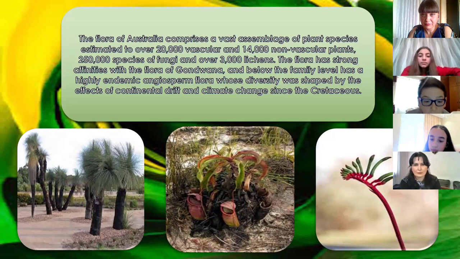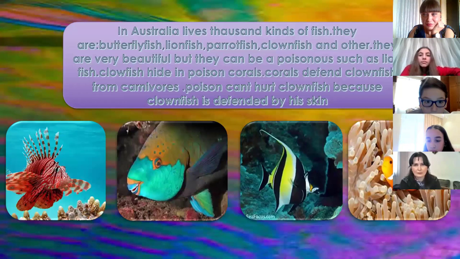In Australia live thousands of kinds of fish. They are butterfly fish, lionfish, parrotfish, clownfish, and others. They are very beautiful, but they can be poisonous, such as lionfish. Clownfish hide in poisonous corals. Corals defend clownfish from carnivores. The poison cannot hurt clownfish because clownfish is defended by its skin.